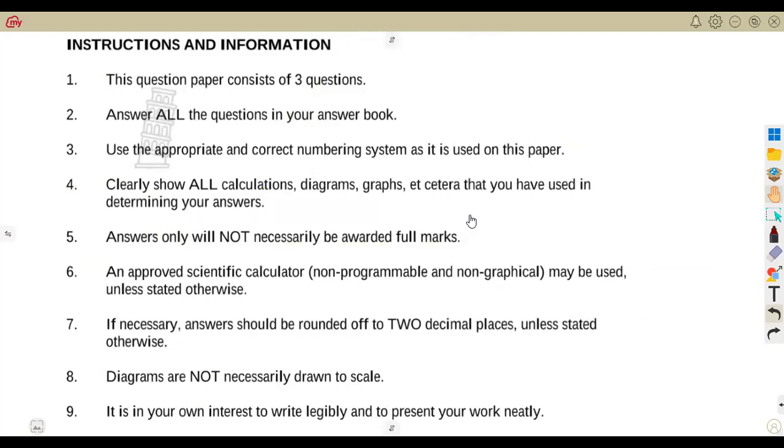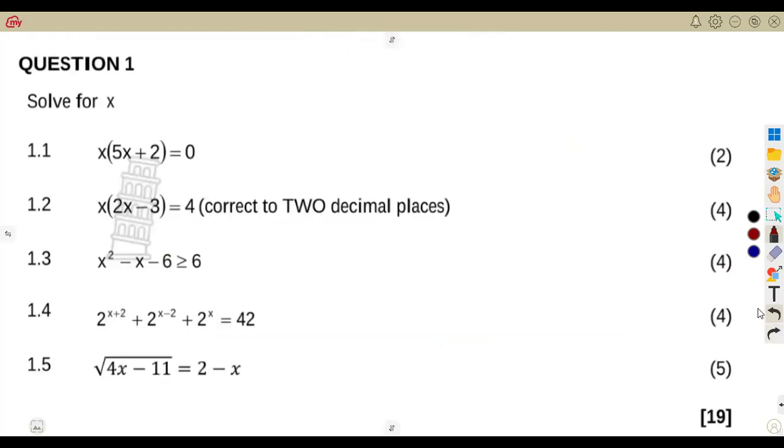So the first part, remember that you are supposed to go through your instructions and information that you're given, especially on the rounding off of your answers if necessary. Answers should be rounded off to 2 decimal places unless stated otherwise. So make sure you read everything, guys. Present your work properly and neatly in your writing. Make sure that everything is properly presented.